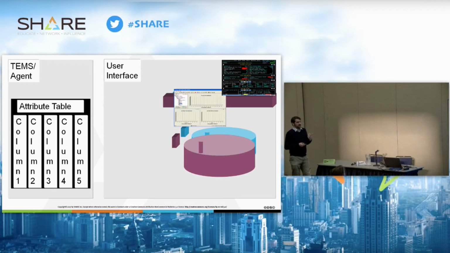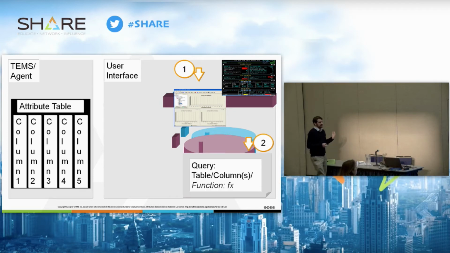So this is just a quick, very simple animation of how the whole on-demand request process works. So here we have the user sitting at their workstation, and they navigate to a new workspace that they want to collect some data from. So they either navigate or hit refresh. That then creates a query that says, I want to collect this data from these attribute groups in order to populate this particular workspace.